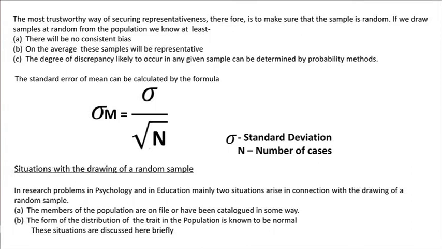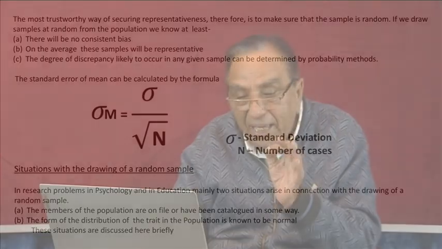Now, the standard error of mean can be calculated by the formula: standard error of mean is equal to SD upon under root n. SD is the standard deviation, n is the number of cases. This standard error of mean will tell us the extent of error in the mean while assuming the sample mean is equal to the mean of the population. So, if the sample is more representative, the value of standard error of mean will be less. If it is not representative, the standard error of mean will be more.